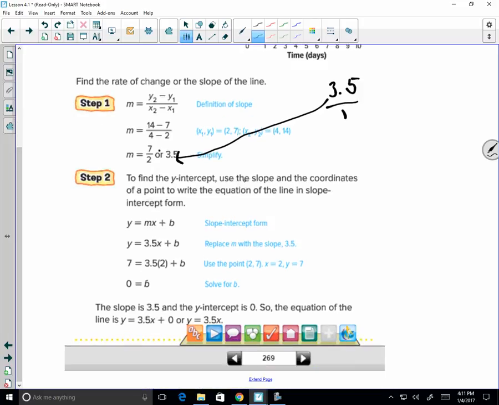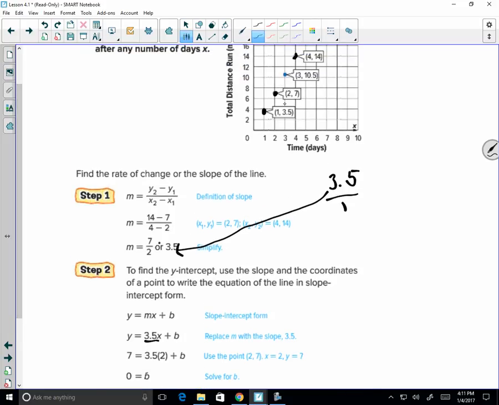So to find the y-intercept, use the slope and the coordinates of a point to write the equation of the line in slope-intercept form. So we have y equals mx plus b. We plug in our slope. We just found this. Now they chose a point. Looks like they chose the second point. I would tell you to always just choose the first point because that way you don't have to worry about figuring out which is which. So if I have y equals 3.5x plus b, I'm going to use the point 1, 3.5. So 1 is my x, 3.5 is my y.